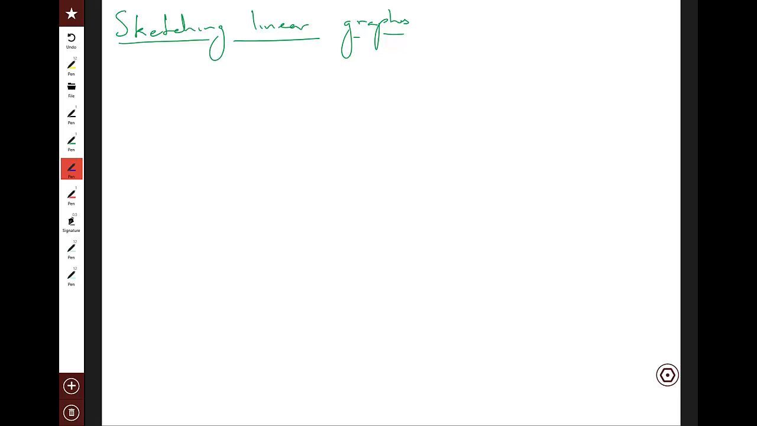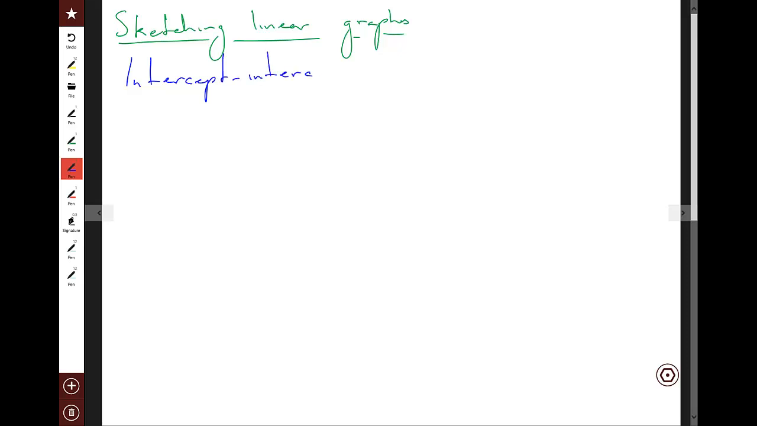In this video, we're looking at how to sketch linear graphs. For the vast majority of the time, the only method that you need to use is the intercept-intercept method. You will have learned the gradient-intercept method, you might have learned some other methods. The intercept-intercept method is pretty much all you need to sketch a good linear graph.